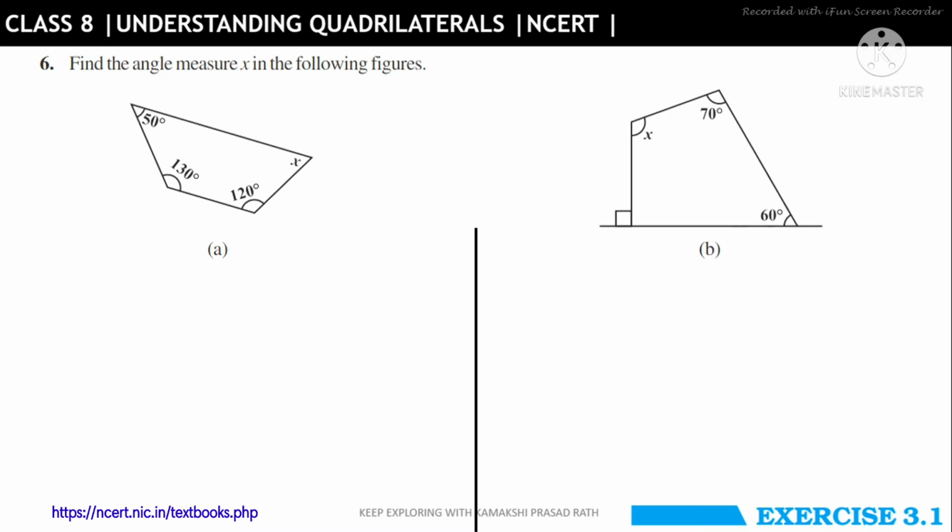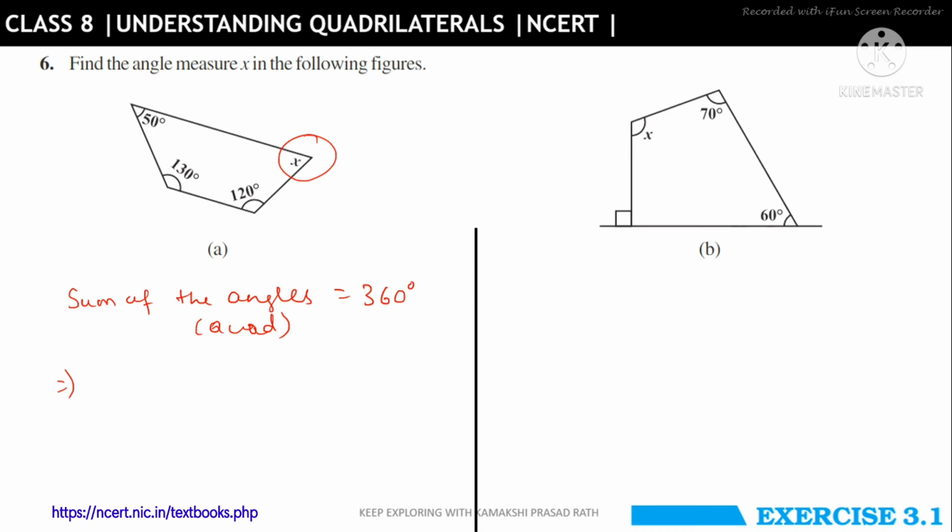Now let's move on. The next question says, find the angle measure x in the following figures. We can see we have a quadrilateral with three angles given, 50 degree, 130 and 120. We have to find the fourth angle, that is x. Here we'll use the angle sum property of a quadrilateral. We know that the sum of the angles equals 360 for a quadrilateral. So to mention here, the sum of the angles in a quadrilateral is 360 degree.